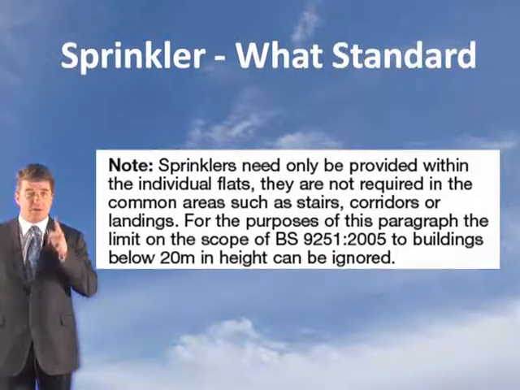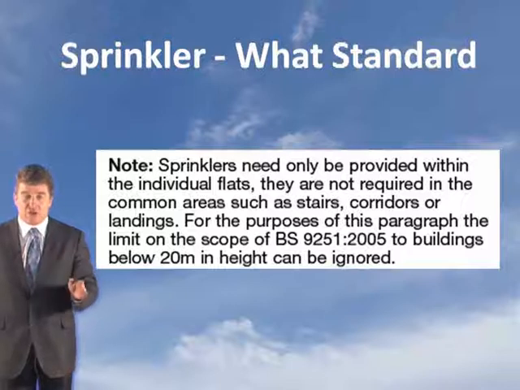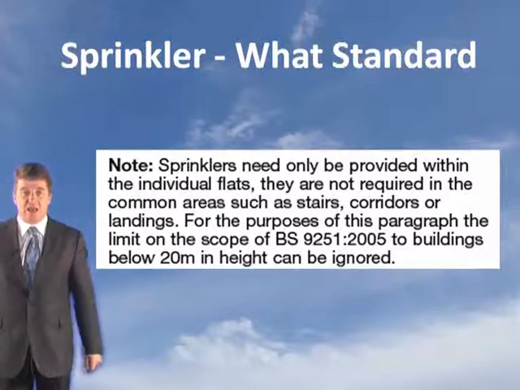For the purposes of this paragraph, the limit on the scope of BS 9251:2005 below 20 metres in height can be ignored. In other words, in a way they've overridden the British Standard by saying we will accept that you can still put residential sprinklers in even if the building's got a floor height over 20 metres, which again is reasonable because what they're saying is they want these sprinklers to be put in residential buildings.